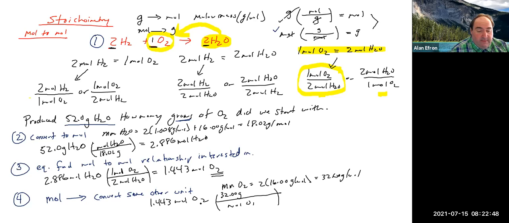Moles on the bottom. The moles will cancel. And we will end up with, looks like, 46.2 grams of oxygen.